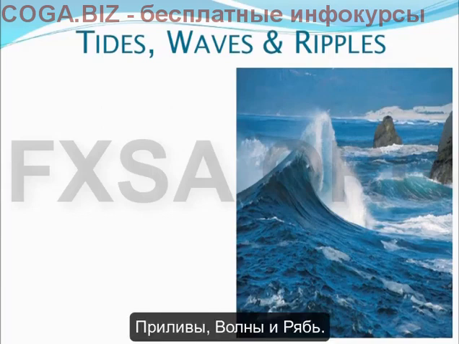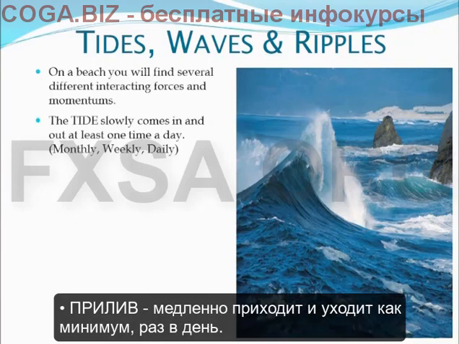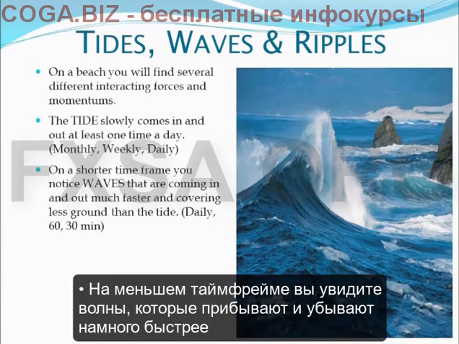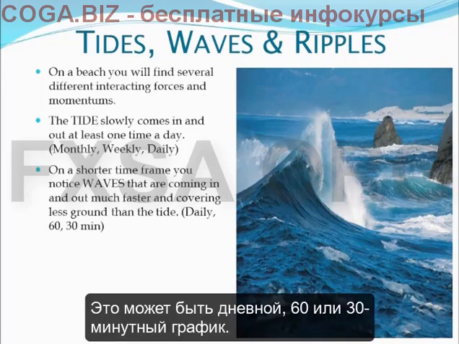Tides, waves, and ripples. On a beach, you will find several different interacting forces and momentums. The tide slowly comes in and out at least one time a day. So if we're looking at a chart, that might be a monthly, a weekly, or a daily. On a shorter time frame, you notice waves that are coming in and out much faster and covering much less ground than the tide. That might be a daily, a 60, or a 30-minute chart.